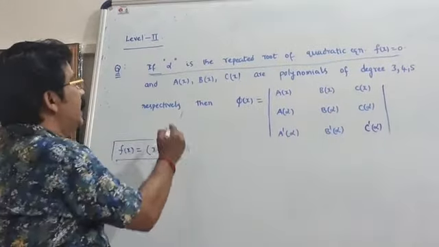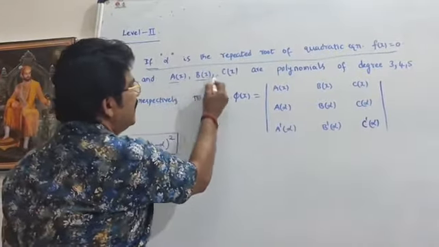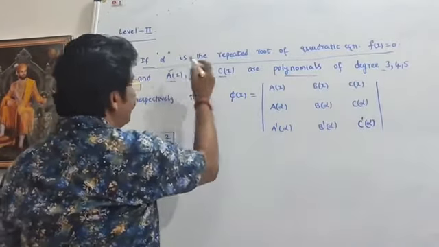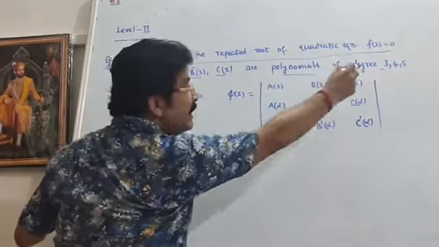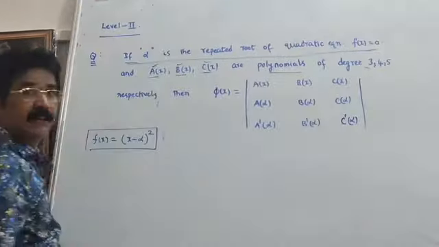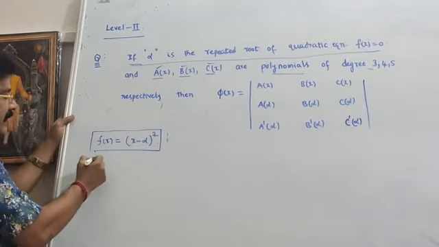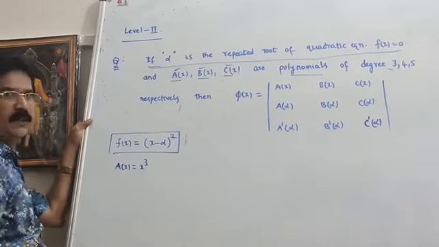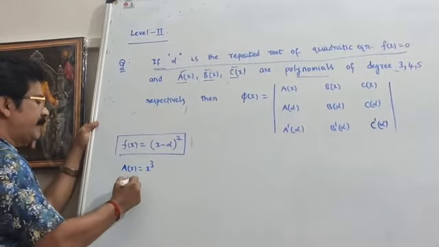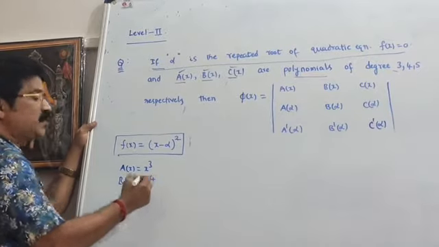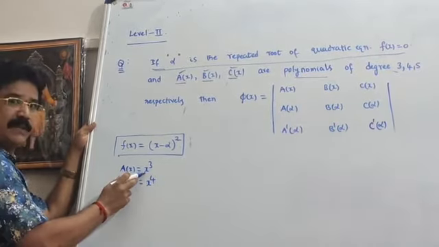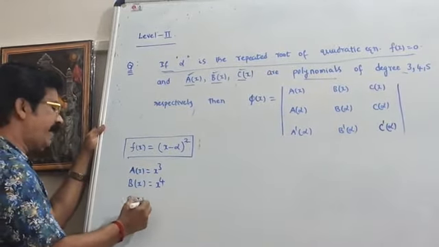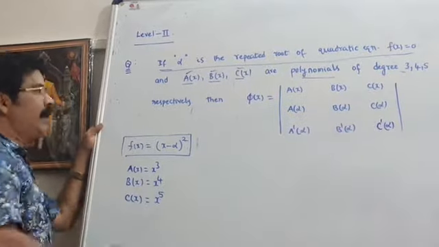One minute. A of x, B of x, C of x are polynomials of degree 3, 4, 5. Means the degree of A is 3, the degree of B is 4, the degree of C is 5. So for convenience, as a shortcut, I am taking A of x equal to just x cubed and capital B of x equal to just x to the power of 4, because it is a polynomial of degree 4. Next, capital C of x equal to x to the power of 5.